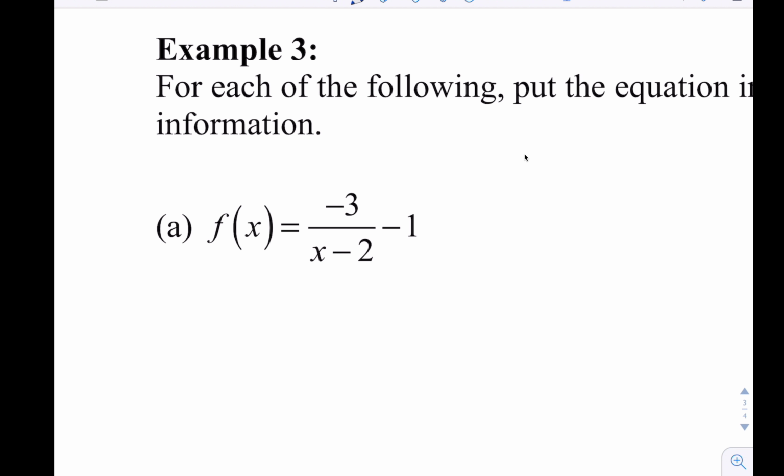Okay, so I'm going to move that -3 off to the left side, because now I know that I have a reflection over the x-axis. I have a vertical stretch by 3. Okay, I'm going to move this graph right 2 and then down 1.